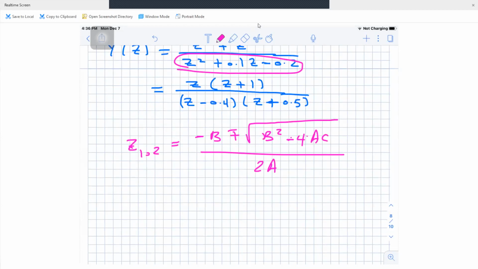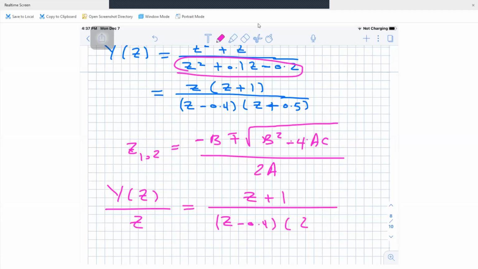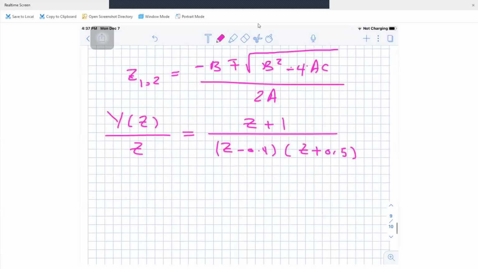So after that, the equation can be expressed as y of Z over Z becomes what? Becomes Z plus 1 divided by Z minus 0.4 multiplied by Z plus 0.5. Of course, again, here y of Z will be partitioned into two parts.